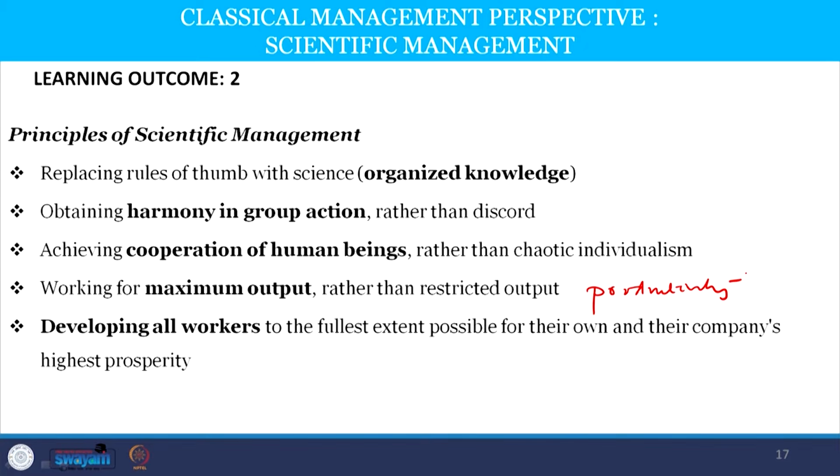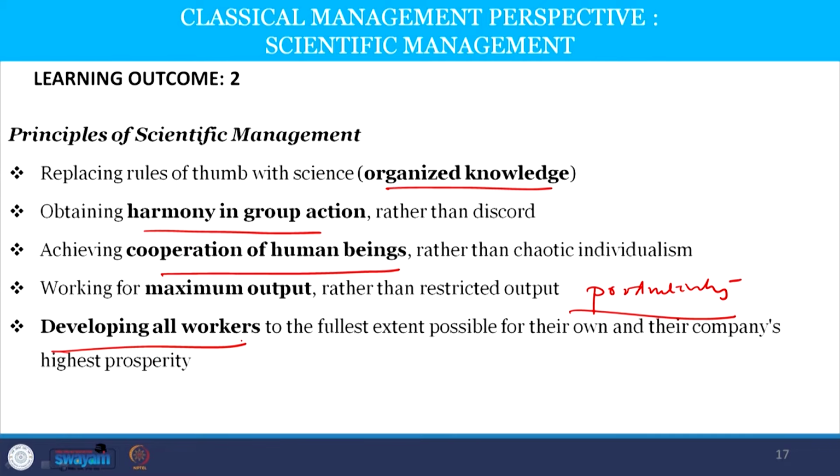So, the major highlights of the principles of scientific management are organized knowledge, harmony or group work, cooperation, human interdependence of tasks, emphasis on productivity, and development of workers for organizational performance as well as for the development of individuals.